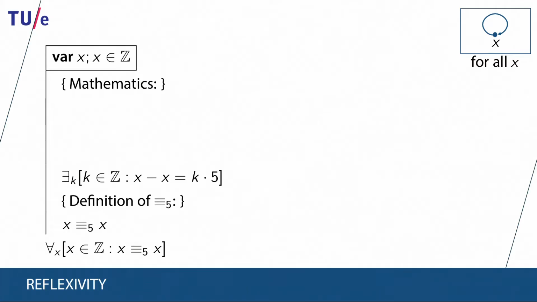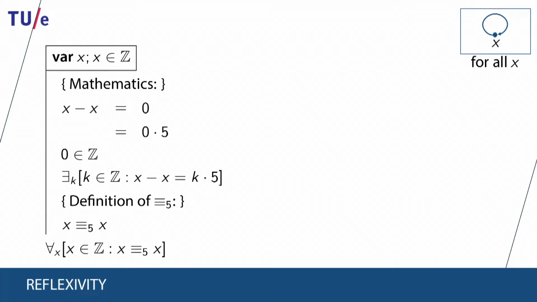Let's do some mathematical reasoning. We start to calculate with x minus x, which is of course 0. And since 0 is 0 times 5, and 0 is an integer, we have now found an appropriate witness for the existential quantification. Thereby, the derivation is complete.